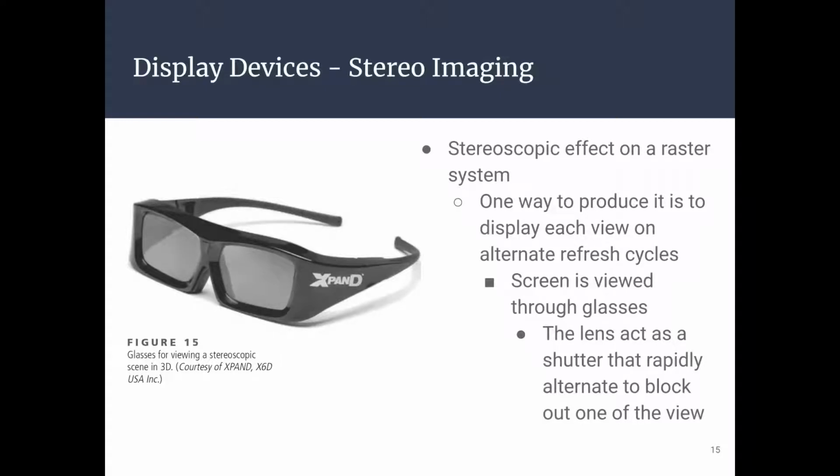So usually this screen is viewed through glasses, and the lenses of these glasses act as a shutter that rapidly alternates to block out one of the views each time. So it will either block out the left view or right view rapidly, and basically this causes the image to blend together and create that 3D effect. And the glasses over here are an image of glasses that would be used for a stereoscopic scene in 3D.